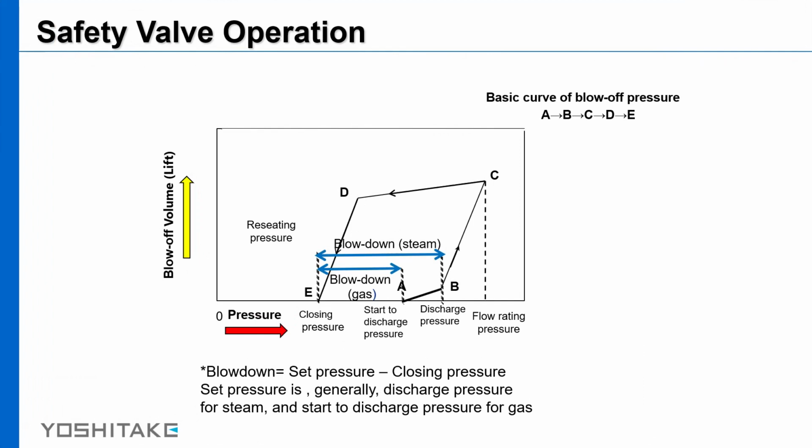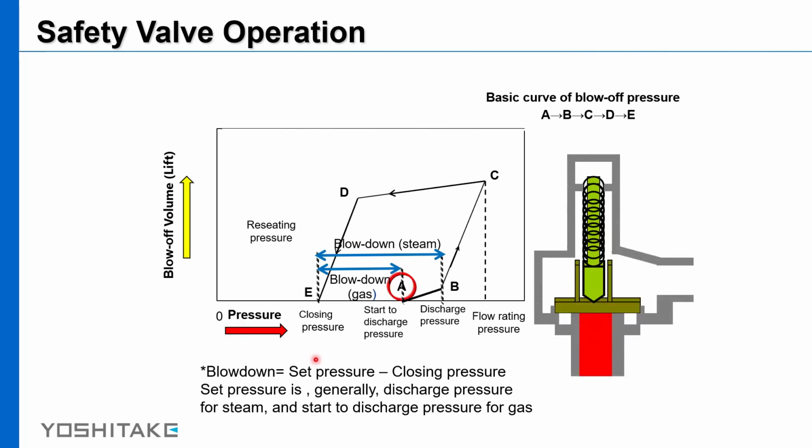This is the safety valve operation figure. The vertical axis is the blow-off volume, the lift amount. That is, the valve moves up and down. The horizontal axis describes the pressure. As the inlet pressure rises, the safety valve starts to discharge, and an extremely small amount of fluid is detected at the outlet.